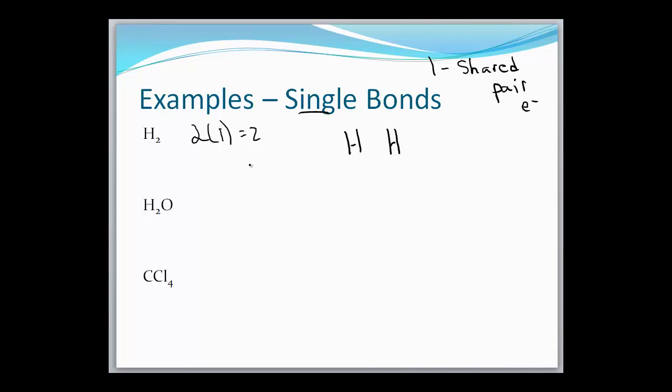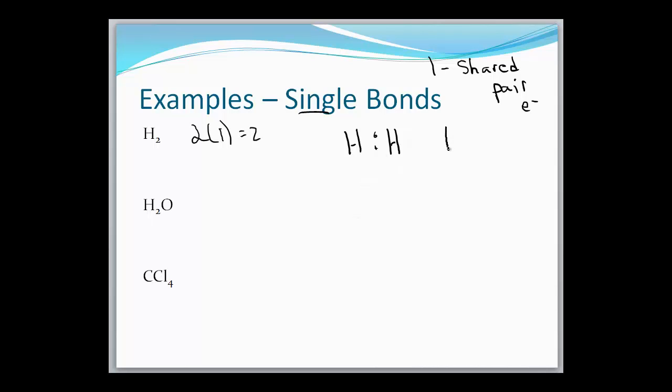We don't have a central atom. There's no way to arrange those other than putting them next to each other. So we have two valence electrons, so all we're going to do is put those two electrons in between the two hydrogens. So they each can claim those two electrons as their own. So this hydrogen has two valence electrons, this hydrogen has two valence electrons, so they form that bond.